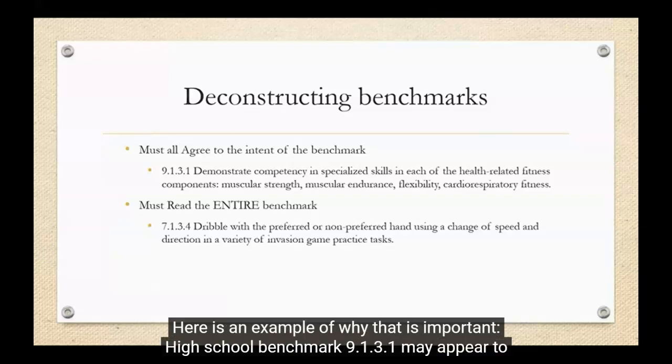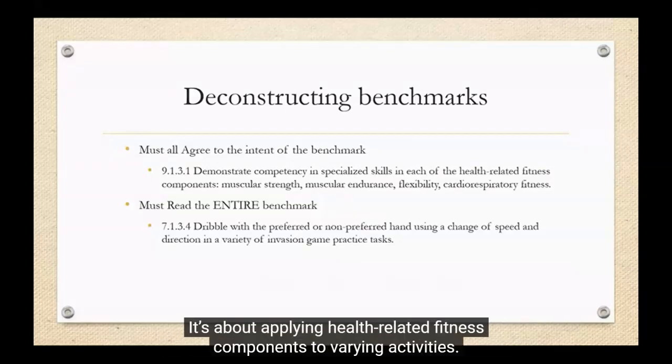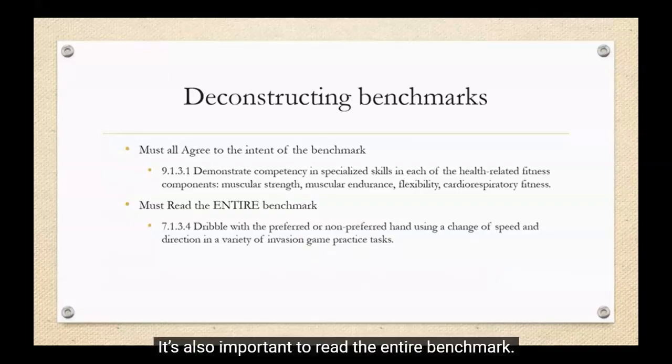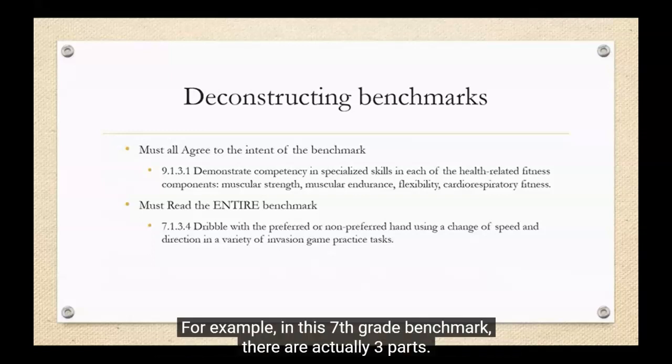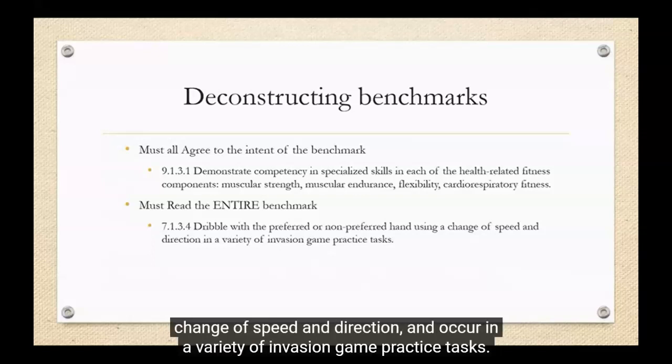High school benchmark 9.1.3.1 may appear to be a physical fitness test benchmark, but it's not. It's about applying health-related fitness components to varying activities. It's also important to read the entire benchmark. For example, in the 7th grade benchmark, there are actually 3 points. It's not just about dribbling with the preferred or the non-preferred hand. It has to include a change of speed and direction and occur in a variety of invasion game practice tasks.